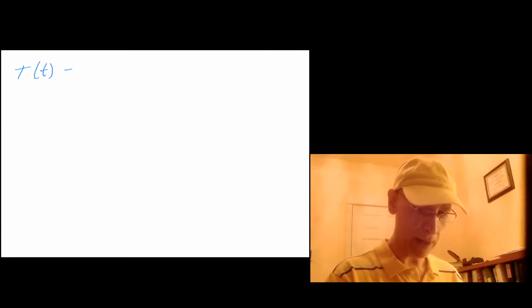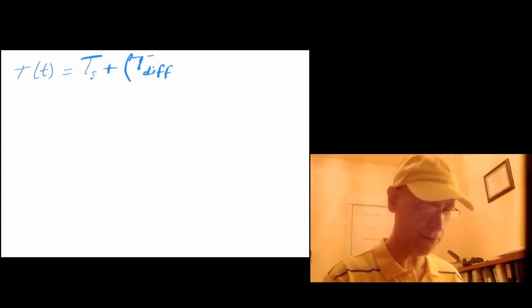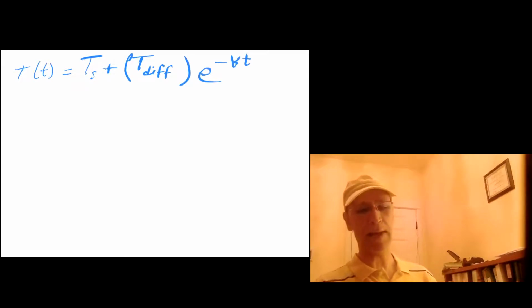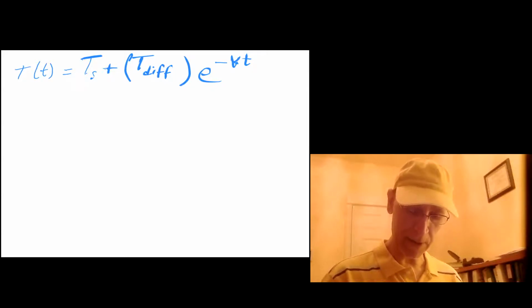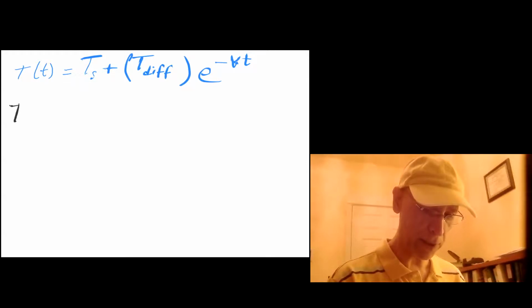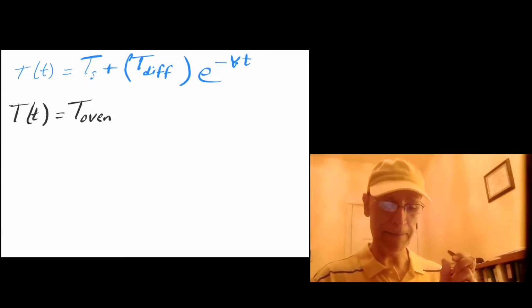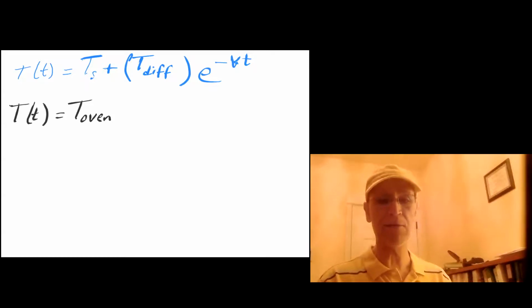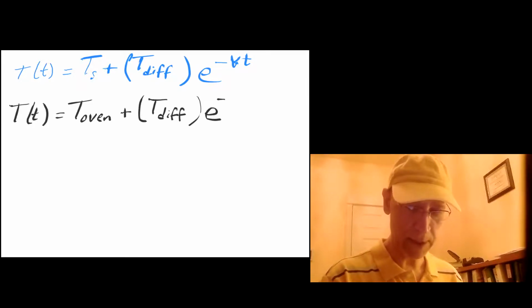Newton's law of cooling tells us that T as a function of time equals the temperature of the surrounding plus the temperature difference times e to the minus kt, where t is the time and k is a constant. Let me change color. I'm going to rewrite this as temperature as a function of time equals temperature of oven, because remember that when we place the thermometer inside of the oven, now the inside of the oven is the surrounding. So temperature of oven plus the temperature difference times e to the minus kt.